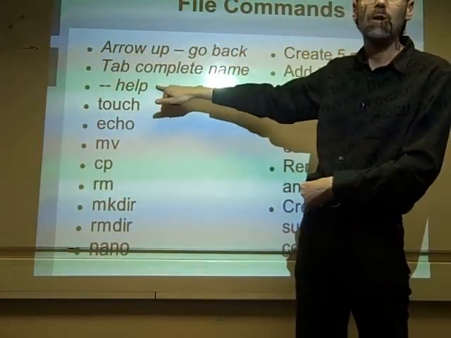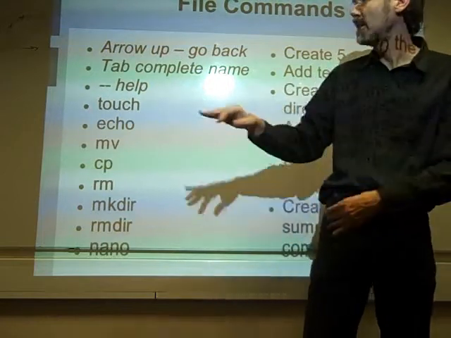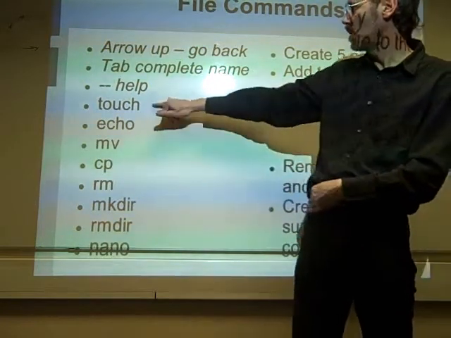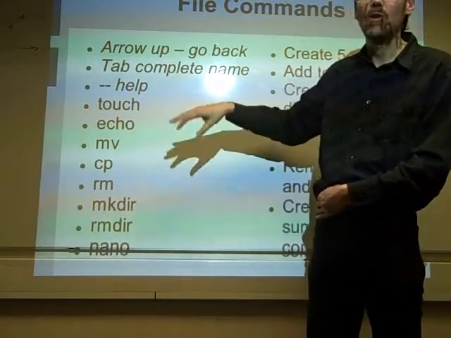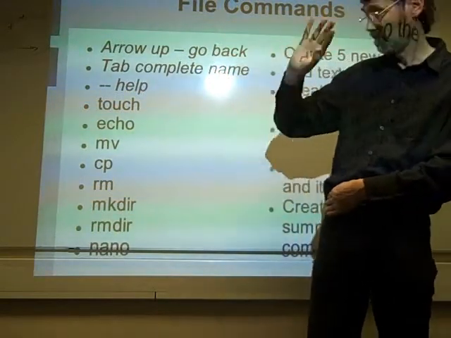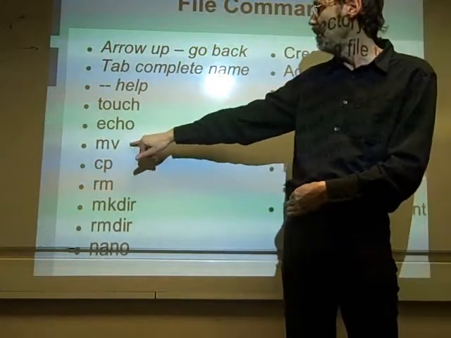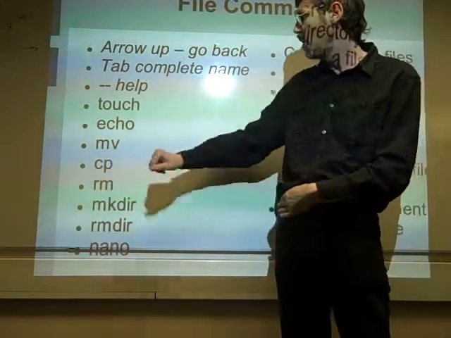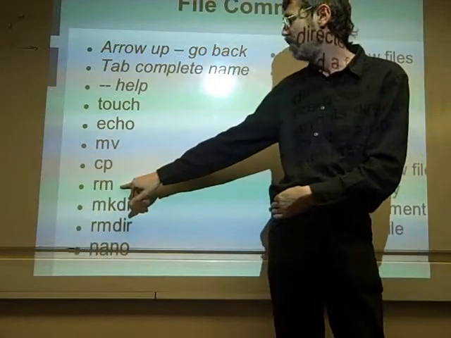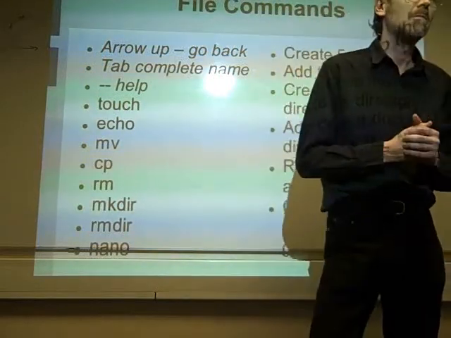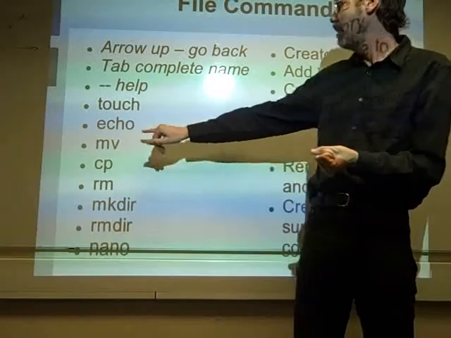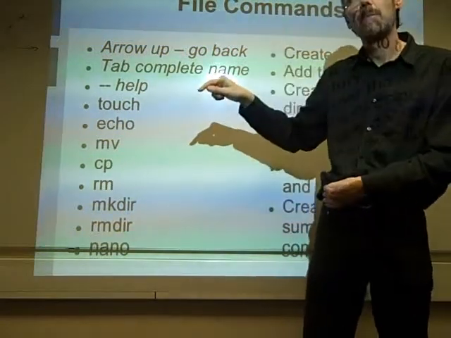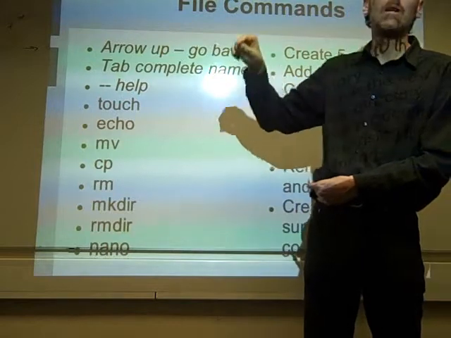--help if you're desperate, so I could do nano --help, so we get help on nano. Touch creates a file. Echo just echoes things, so I could do echo my screen, which puts the words my screen on the screen. There is a purpose. mv moves a file. cp copies a file. rm removes a file. There's no rename. If I want to rename a file from myfile to yourfile, I'd do mv myfile yourfile, which in effect renames the file myfile to yourfile.